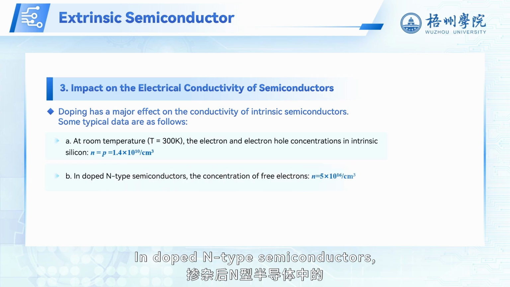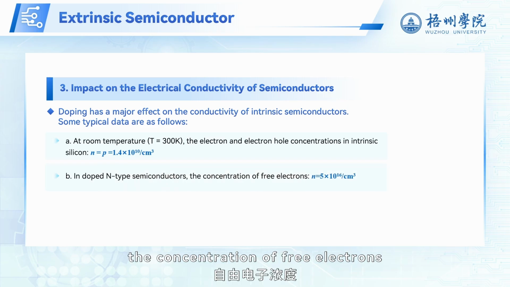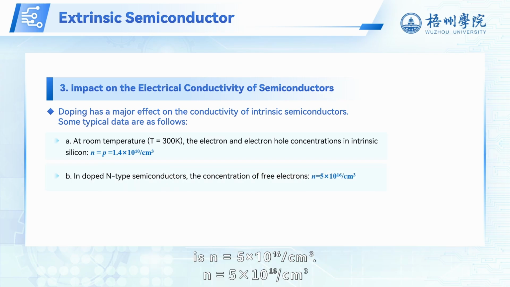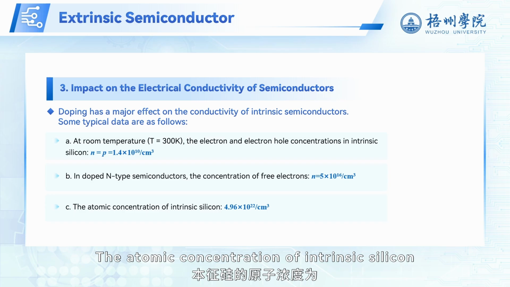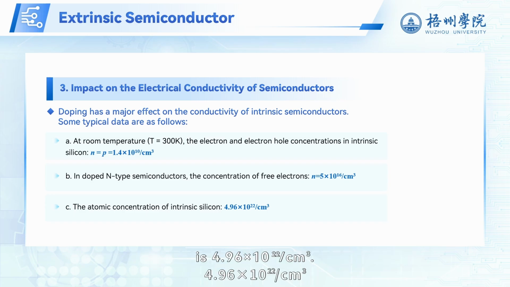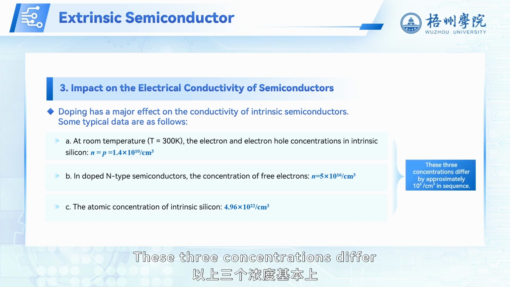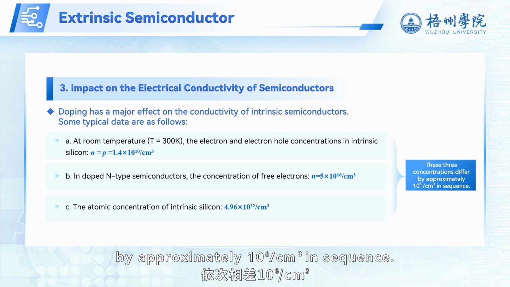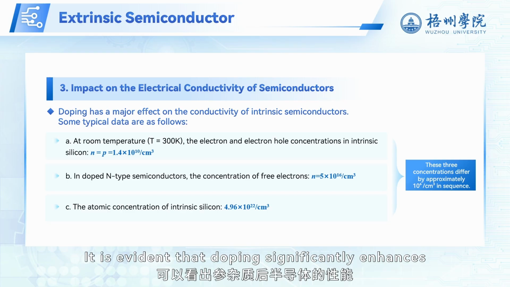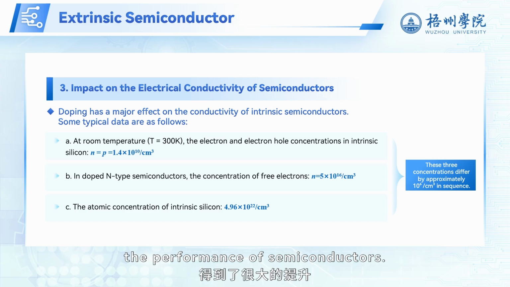In doped N-type semiconductors, the concentration of free electrons is N equals 5 times 10 to the 16 per cubic centimeter. The atomic concentration of intrinsic silicon is 4.96 times 10 to the 22 per cubic centimeter. These three concentrations differ by approximately 10 to the 6 per cubic centimeter in sequence. It is evident that doping significantly enhances the performance of semiconductors.